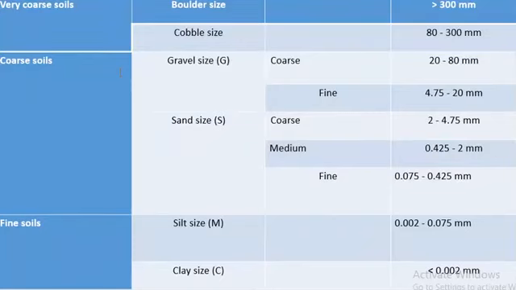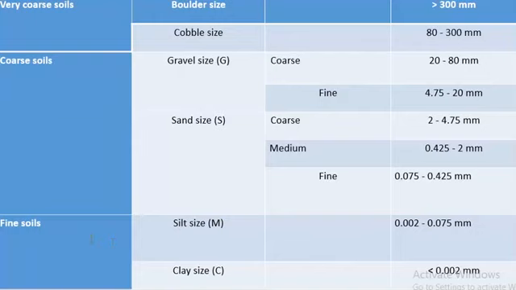Size of soils, different types of soil and their sizes. For very coarse soil, boulder size varies above 300 mm, cobble size 80 to 300. Coarse soil gravel: coarse gravel 20 to 80, fine 4.75 to 20. Sand: coarse sand 2 to 4.75, medium 0.425 to 2 mm, fine 0.075 to 0.425 mm.